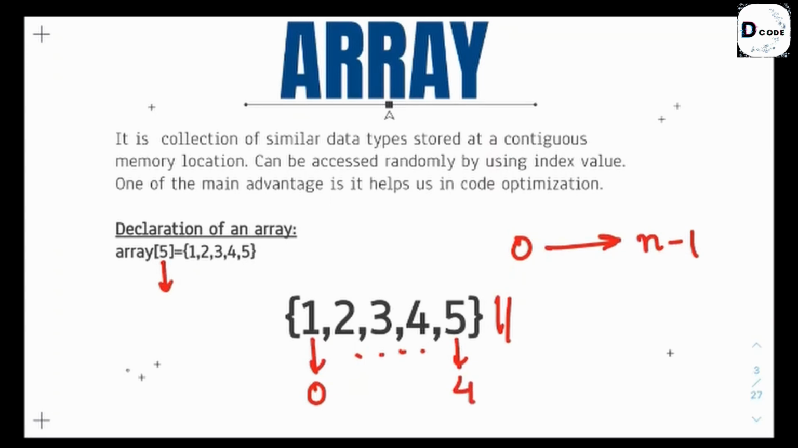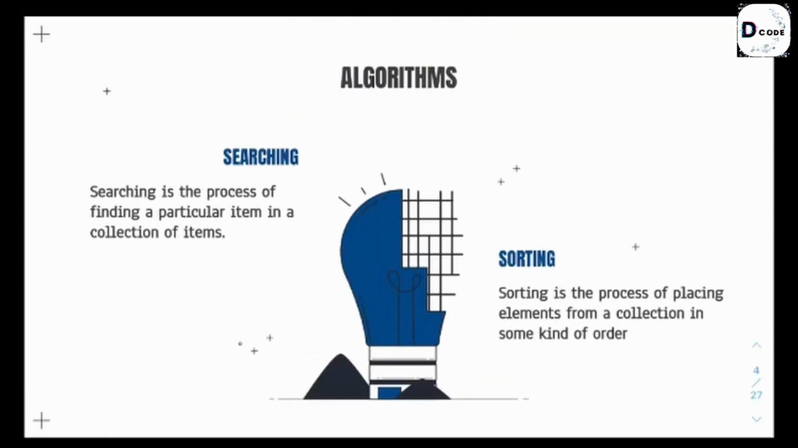Now, if you have basic understanding of array and conditional statements, you are good to go with searching and sorting techniques. Algorithms are the predefined steps that are used to find a particular solution. We have two types of algorithms, searching and sorting. Searching is a process of finding a particular item in a collection of items. Let's say we have 1, 2, 3, 4 in an array, and now the user wants to find number 3. So here, searching will help you.